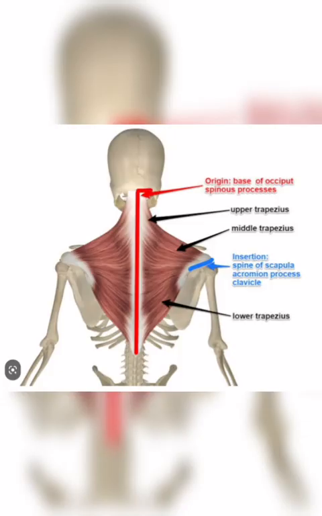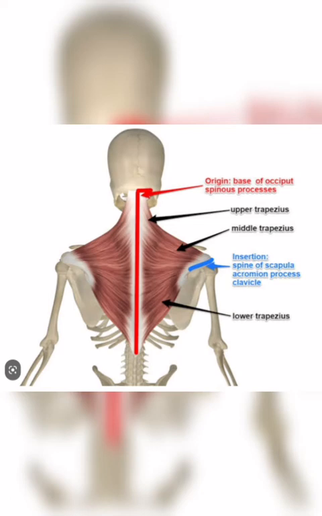The first muscle is trapezius. Origin: base of the occiput, spinous processes. Occiput means, we have four lobes in the brain, and the occipital is the last lobe which attaches to the spine. Occiput spinous processes means the end of the occipital lobe. And trapezius is divided into upper trapezius, middle trapezius and lower trapezius. These are all inserted in the spine of the scapula, acromion process and along with the clavicle.